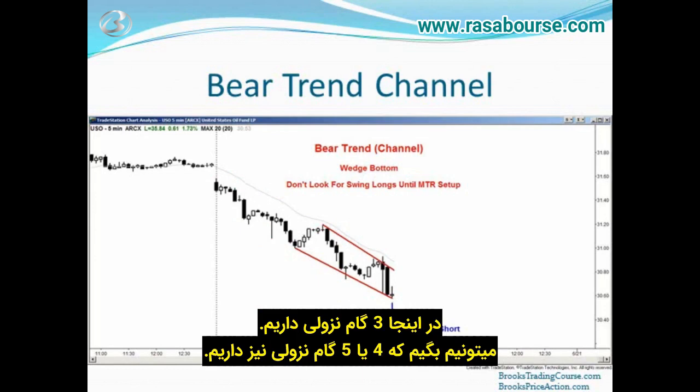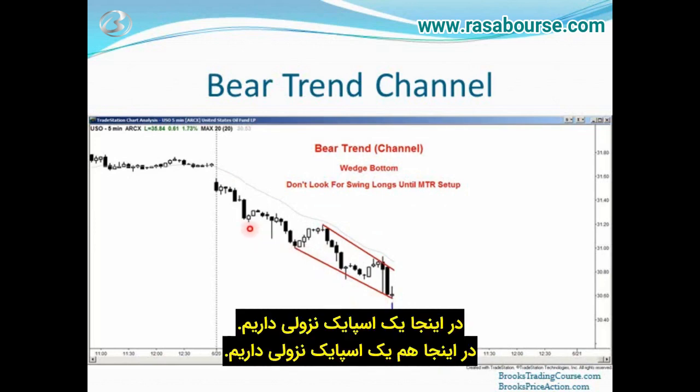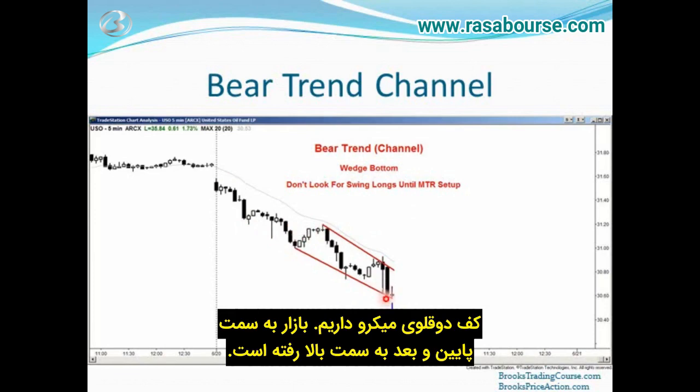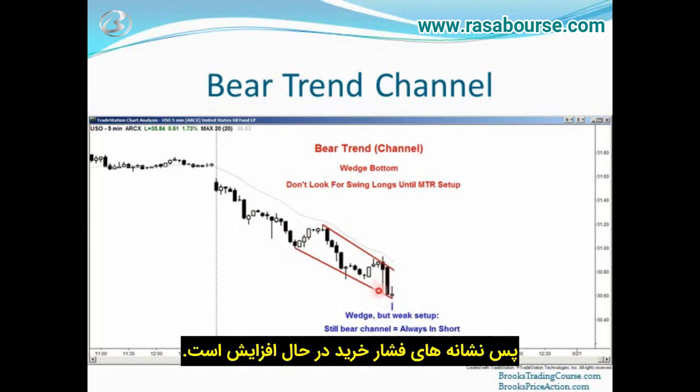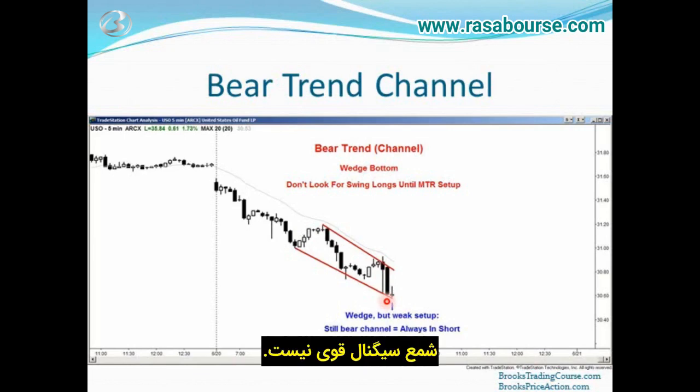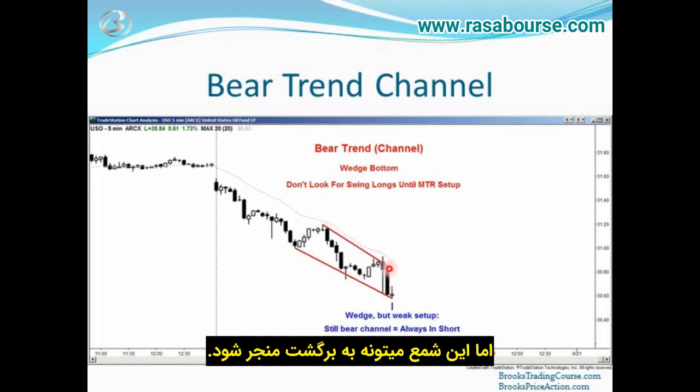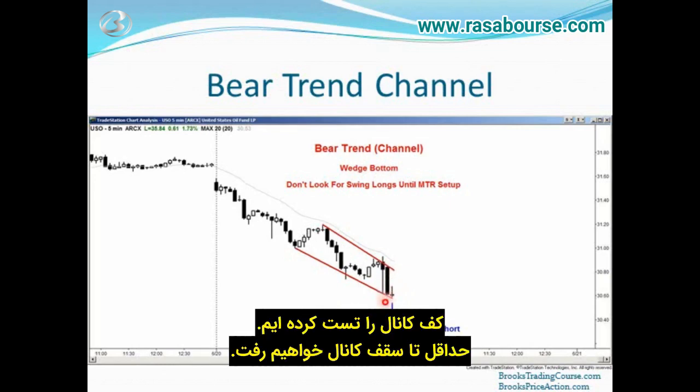Okay, here you can argue that we have 3 pushes down. You can say 4 or 5 pushes down, but we have a little bear spike, another spike, another spike, a micro double bottom. The market went down and up and down. So we're starting to get some signs of buying pressure. Not a strong signal bar, certainly not after that very big bear bar, but it could lead to a reversal, a test of the bottom of the channel.